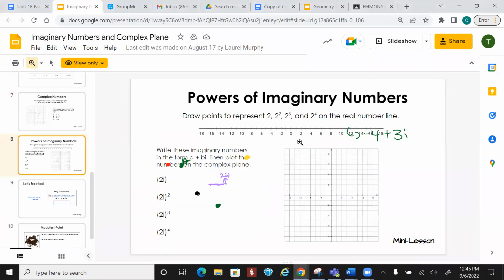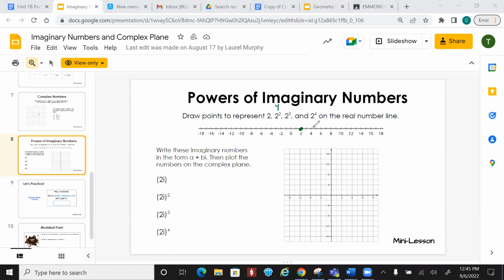All right, we're almost finished, so hang in there. Draw the points to represent 2, 2 squared, 2 to the third, and 2 to the fourth on the real number line. So 2 to the first power is just 2. What's 2 to the second? What does that represent? 2 times 2, which is 4.